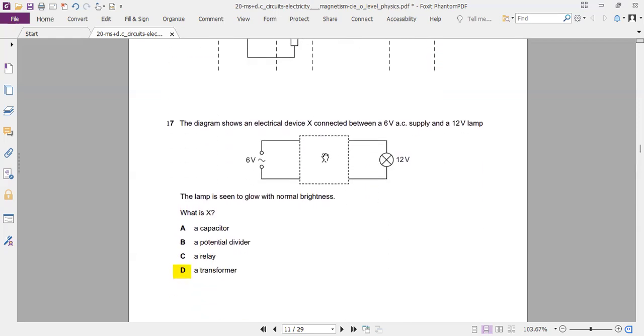Here, what component is at X? Well, we have 6 volts and 12 volts output here. To turn the light bulb on, we should have a transformer, a step-up transformer.